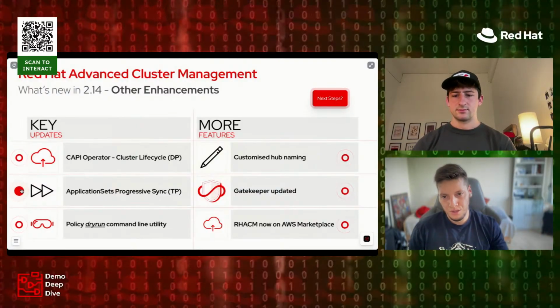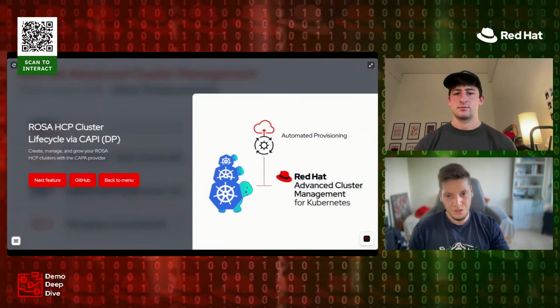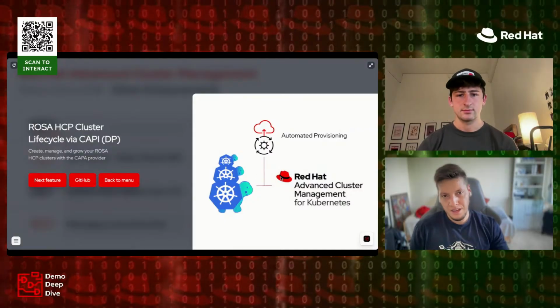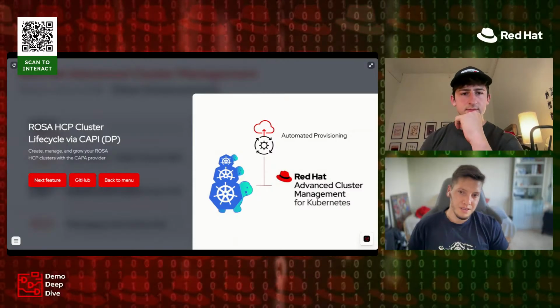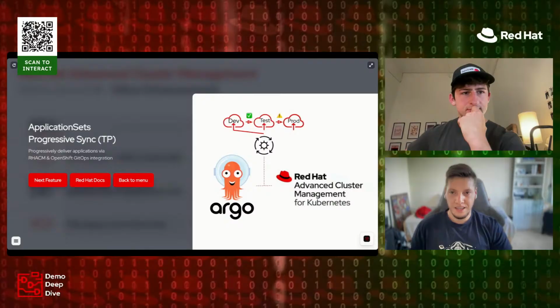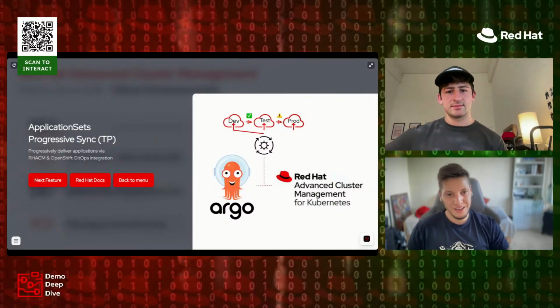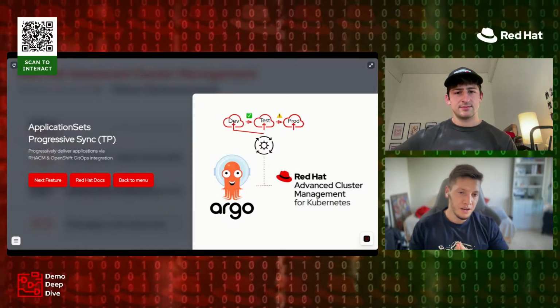So if I go to ApplicationSets, well, let me go here first just to show what it is. This is again open source contributions from ACM and the CAPI project, Cluster API. The next one is ApplicationSets Progressive Sync. It's a new feature that we are releasing and integrating in ACM.